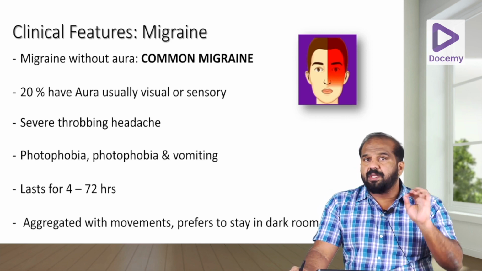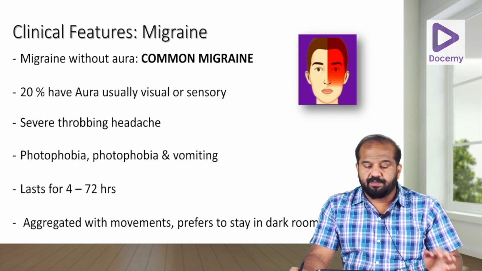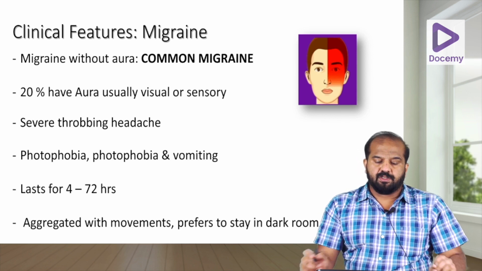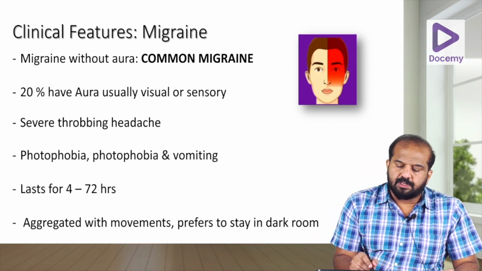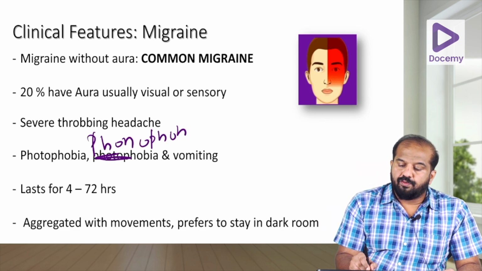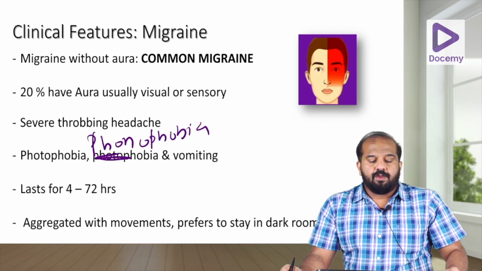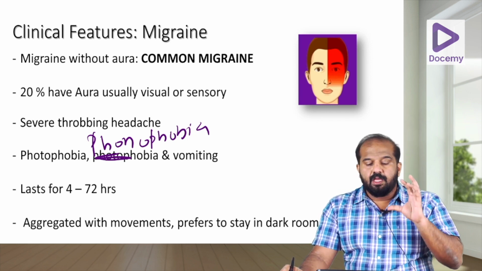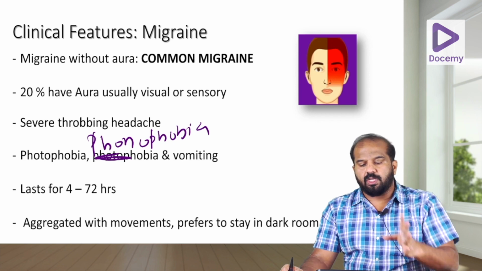Severe throbbing type of headache. Phonophobia, vomiting. I think it is photophobia. Okay, it is photophobia and phonophobia. Photophobia is actually irritation on seeing bright light. Phonophobia is irritation to sound, and vomiting.